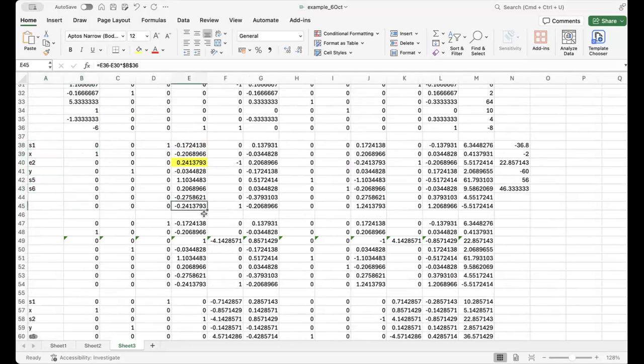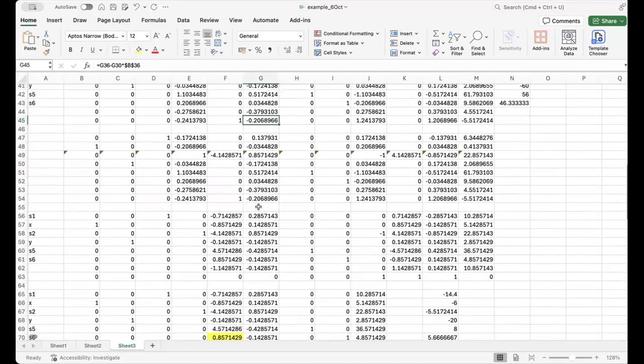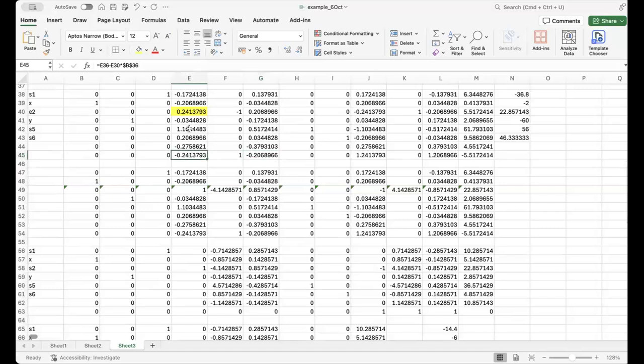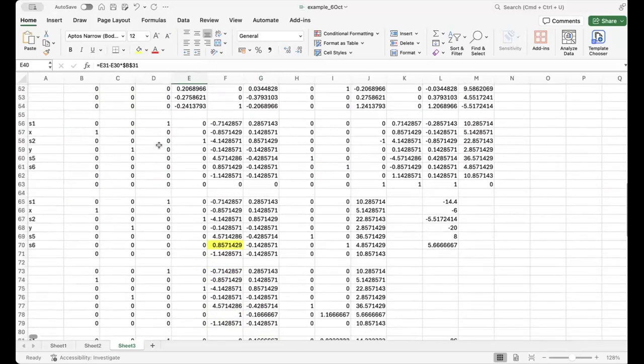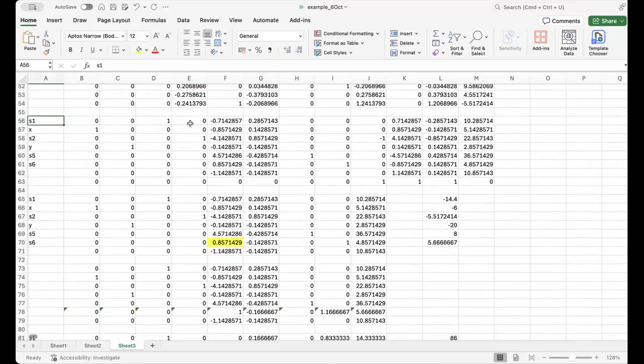Not finished yet because we still have negative coefficient. We choose this column because this is more negative, and this is our pivot row. We are going to introduce S2 and we remove E2. We obtain this.